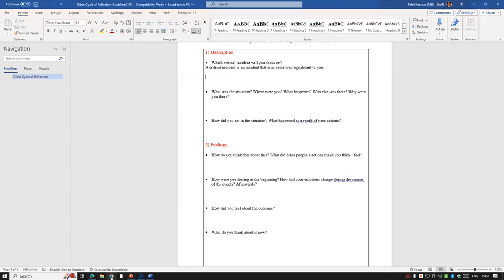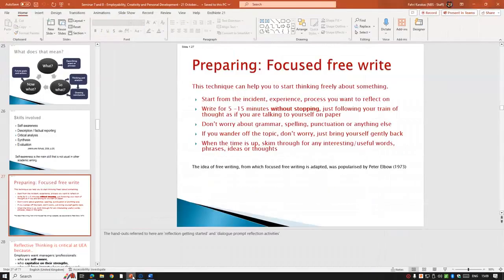And as you find these, please populate. Quickly type up. Okay? Quickly type up. You can use bullet points. What was the critical incident? What was the situation? Where were you? What happened? Who else was there? Why were you there? Try to capture the details regarding the incident. How did you act? What happened exactly? So let's start with capturing that.